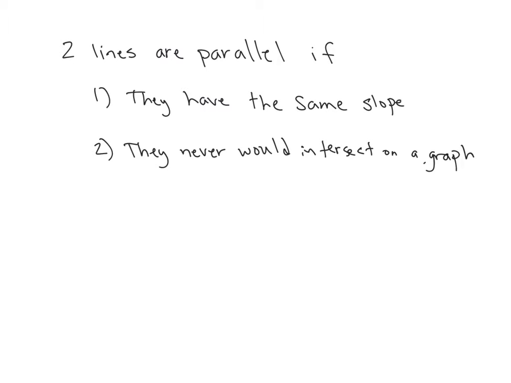Alright, so we're going to start out with our definition of parallel lines here today. Two lines are parallel. That's our big word. If both these things are true: 1, the two lines have the same slope. And 2, they would never intersect on a graph. Now, in terms of intersecting on a graph, it's not just the part you see.